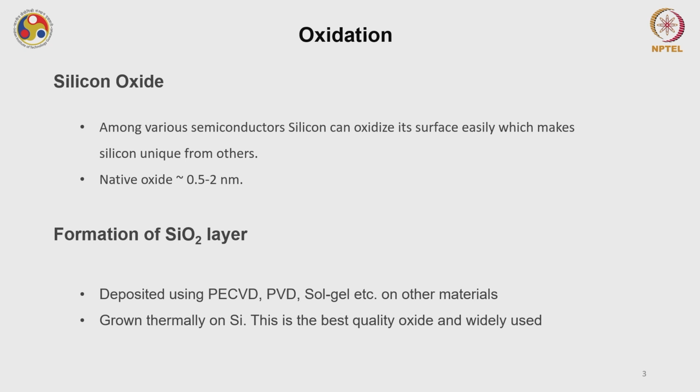One of the crucial oxides in sensor fabrication is silicon oxide itself. Apart from this, as I have mentioned, tungsten oxide, molybdenum oxide, and some other oxides are essentially the main element or main receptors of the microsensors, particularly for chemical sensors. But silicon oxide remains the major oxide used in the microsensor. Among various semiconductors, silicon can oxidize its surface very easily, which makes it very unique, and that's why the complete microelectronics is revolving around this particular semiconductor.